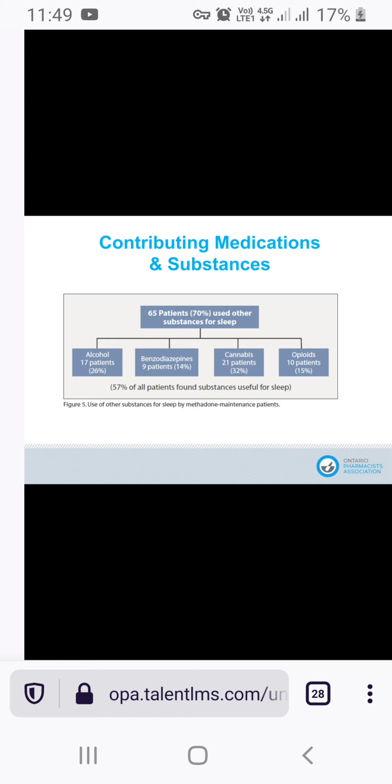14% take benzos, cannabis is pretty popular to help people sleep, and opiates people take to sleep. Of the four of those, cannabis is probably the safest one. It's the one that's least associated with respiratory depression.